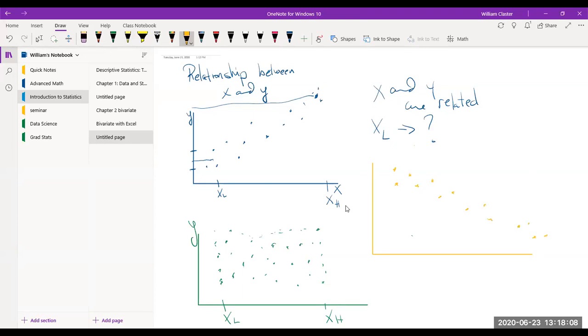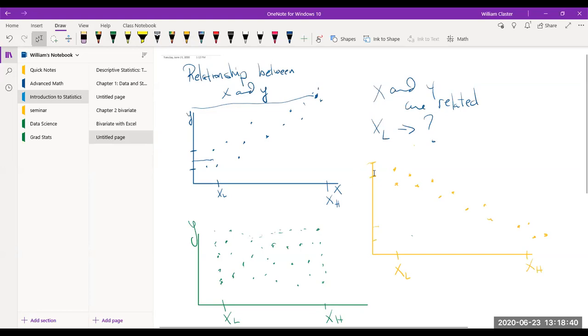Yeah, it is the same as the blue. Right, it's the same as the blue. So if X is low, I can make some kind of prediction about Y. In this case, I'll say Y is high. If X is high, I can also make some kind of prediction about Y. In this case, we'd say Y is low. So there's a relationship in this picture as well between X and Y, right? Everyone agree with that?